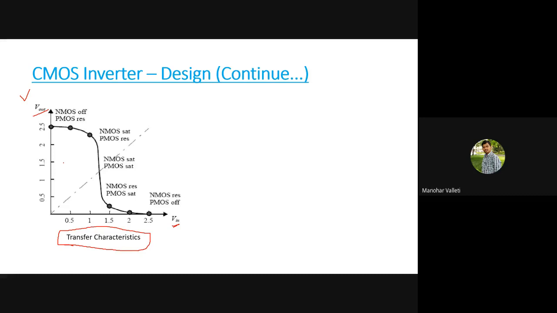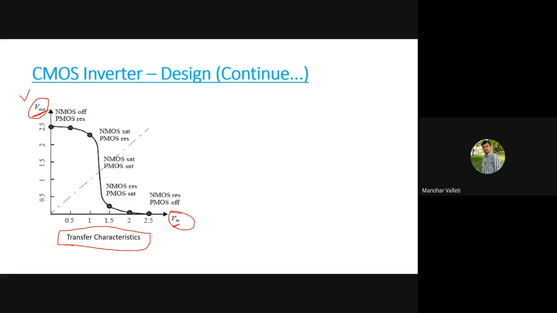Sir is calling with different names, confusing. So to give clarity, if both the parameters are from the input side only, then those are input characteristics. If both parameters are from output only, then those are output characteristics. Instead, one parameter from the output and one parameter from the input, those we call transfer characteristics.